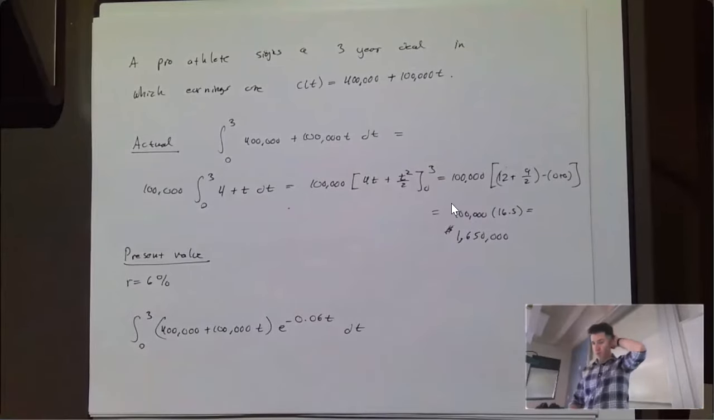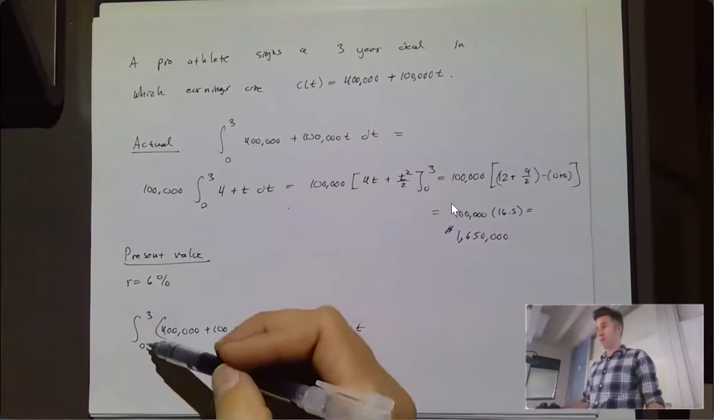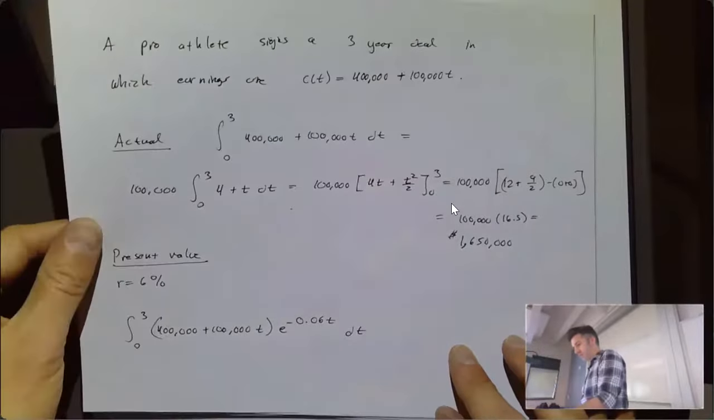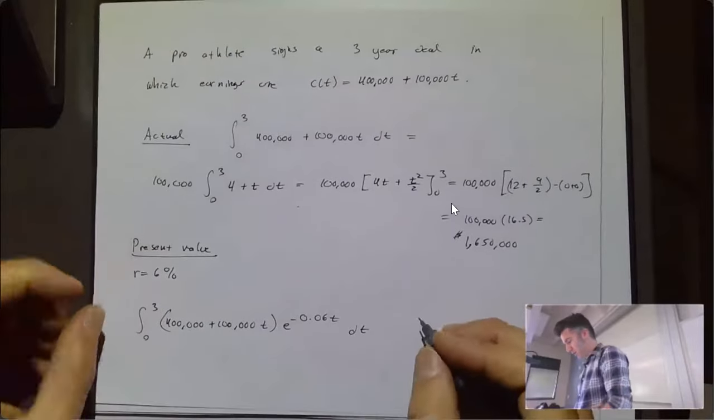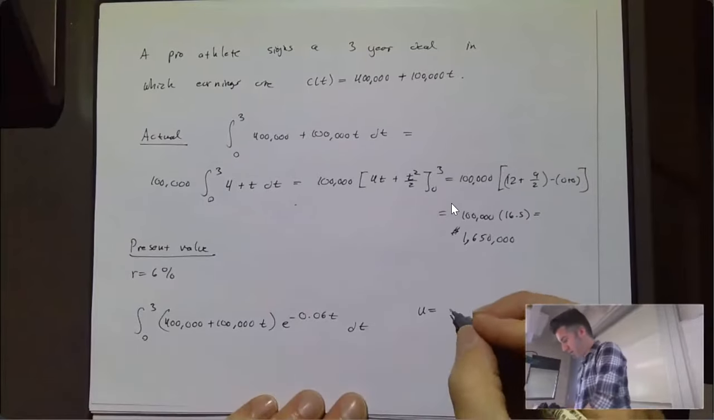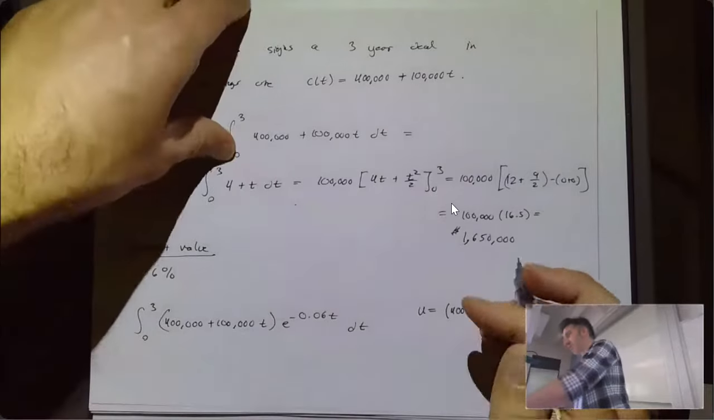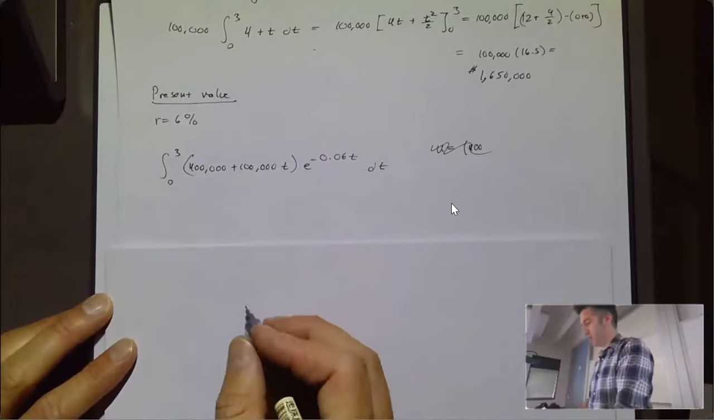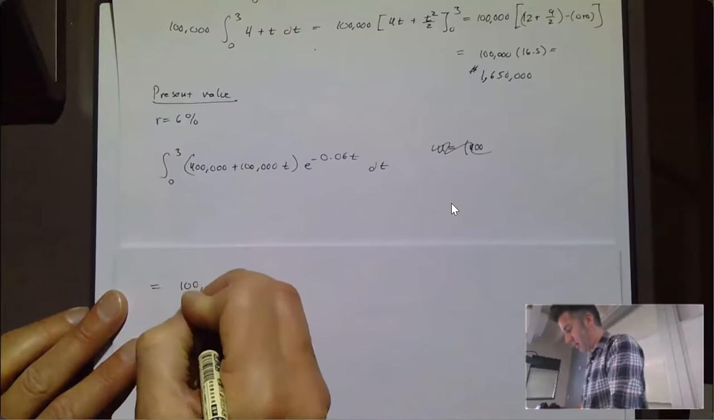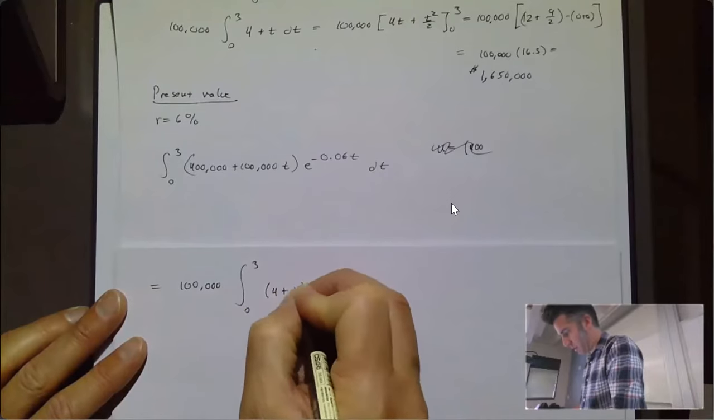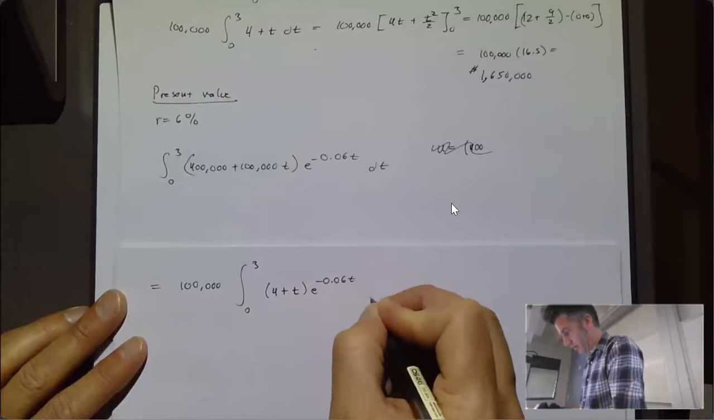And I'm going to do this one the same way I did the previous one, except I'm not going to do the indefinite integral first. I'm going to carry these limits of integration through the whole problem, just to show you how kind of terrible that is. So let's do it this way. I should have just started a new page. Let me do one thing first before I get too carried away here. Let's factor out 100,000 because no one wants to write 400,000 plus 100,000 t. So let's write this as 100,000 times the integral from 0 to 3 of 4 plus t times e to the negative 0.06 t. That's much better.